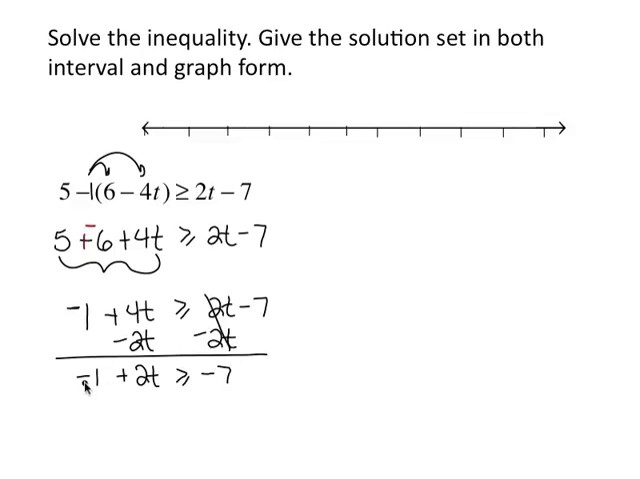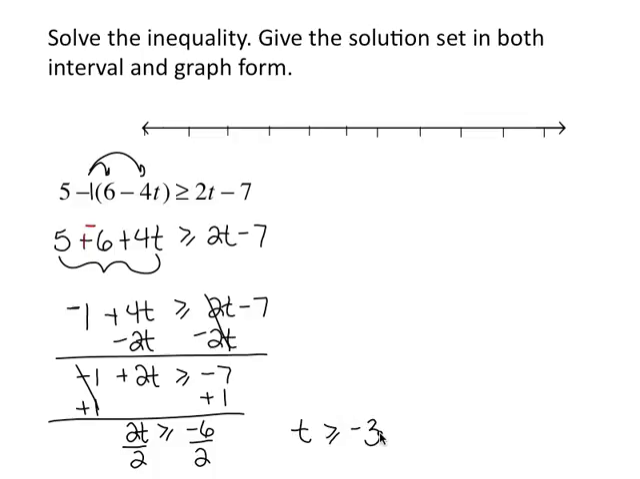Now I'm going to move this -1 to the right-hand side by doing the opposite, so adding the opposite. That cancels. We get 2t is greater than or equal to -6. Divide both sides by 2, and we get t is greater than or equal to -3.